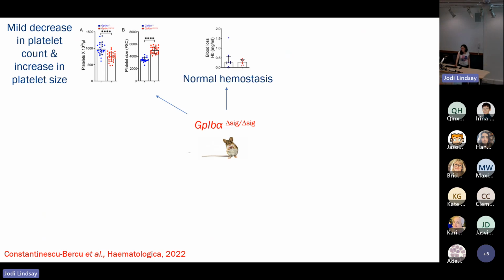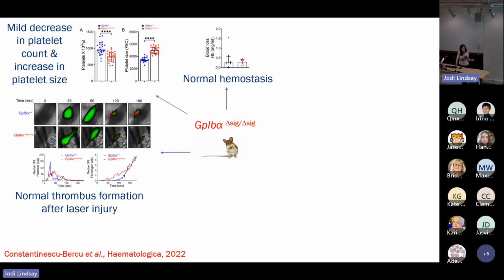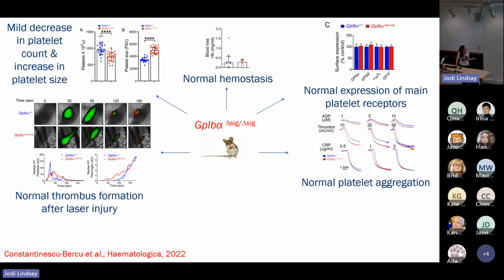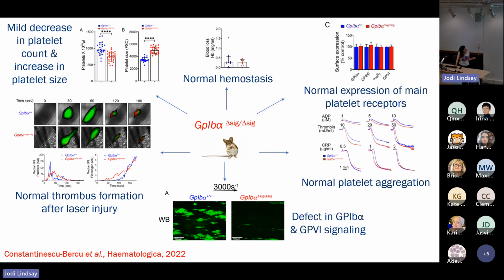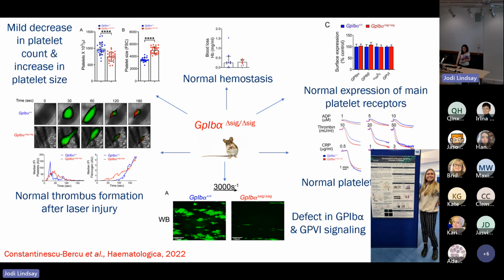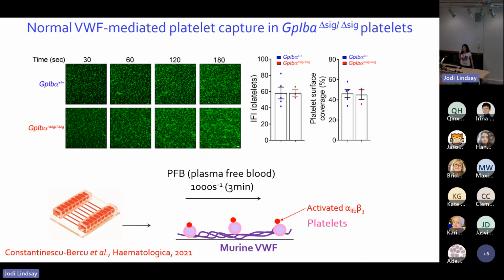This is the summary of the characterization of these mice. They have a small decrease in platelet count. They have normal hemostasis and normal platelet aggregation. However, we did detect a defect in GP1B alpha and GPVI signaling. This part of the research is carried out by Brianna, and she's looking at the crosstalk between those two receptors in platelets.